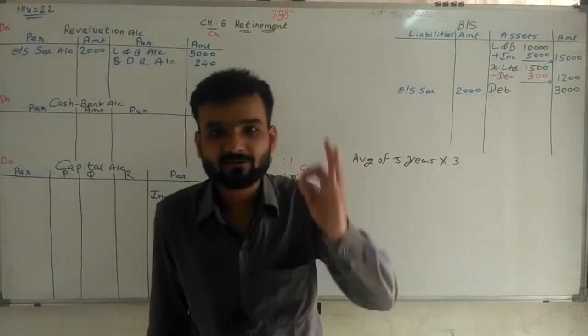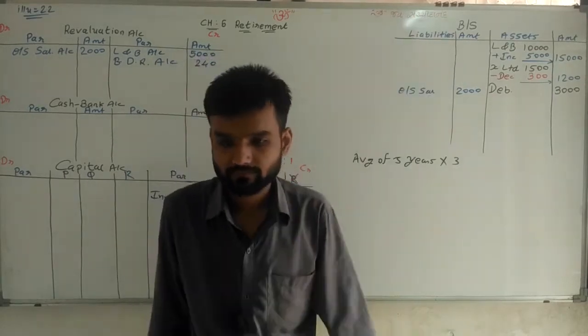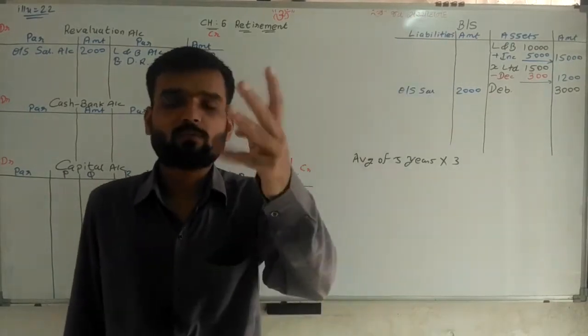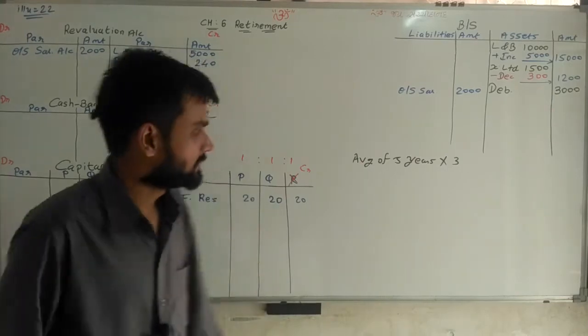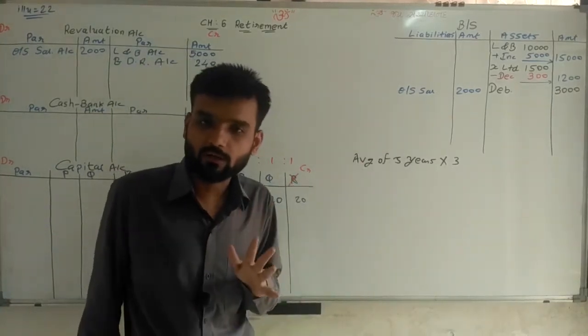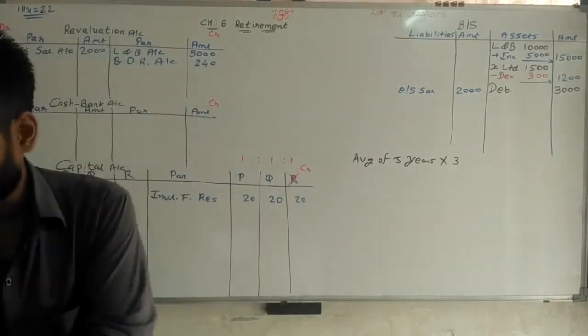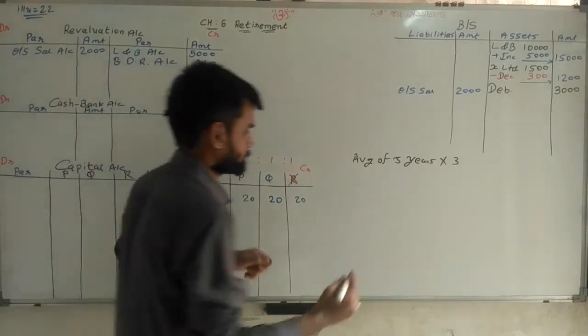Now the last 4 years' profit of the firm was as under. So the last 4 years' profit is available. Sir, we need the average of 5 years, but here only 4 years' profit is available. Don't worry, we'll see. First we are writing the 4 years' profit.